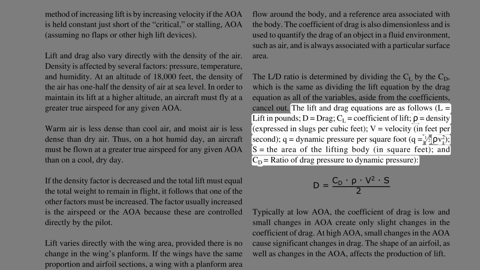The lift and drag equations are as follows: L equals lift in pounds, D equals drag, CL equals coefficient of lift, rho equals density, expressed in slugs per cubic feet, V equals velocity in feet per second, q equals dynamic pressure per square foot, q equals 1/2 rho V squared, S equals the area of the lifting body in square feet, and CD equals ratio of drag pressure to dynamic pressure, D/q.